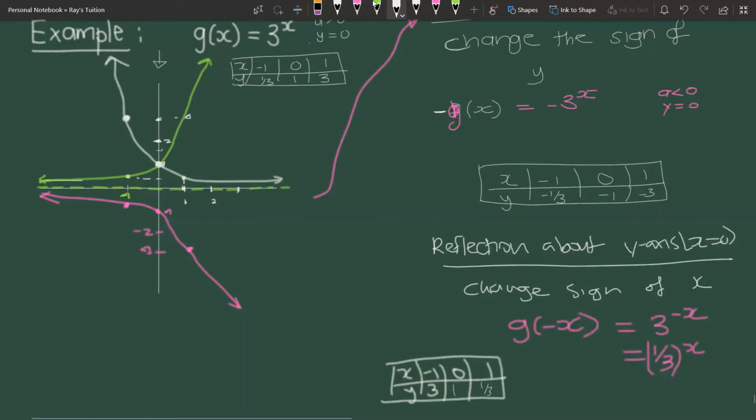So now the y-axis is the mirror. For the reflection about the line y is equal to x, please watch our inverse function series where we will go through that in a lot of detail.